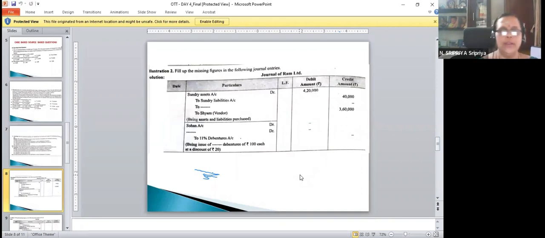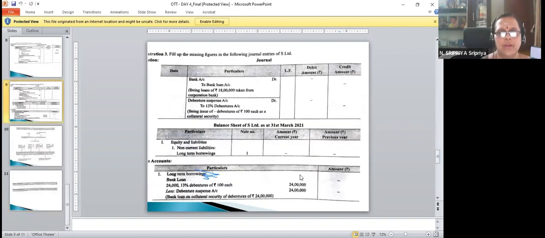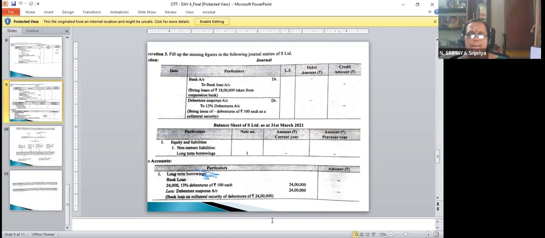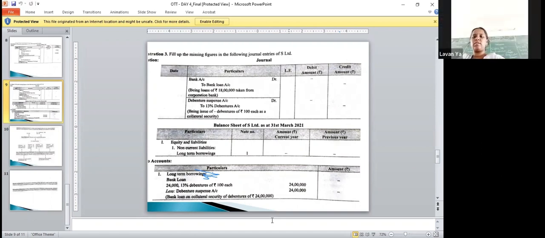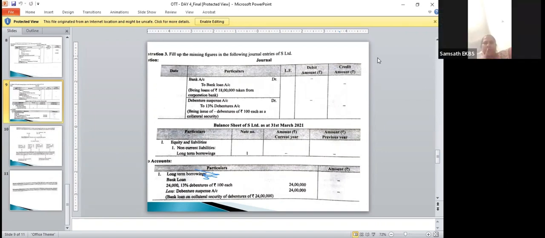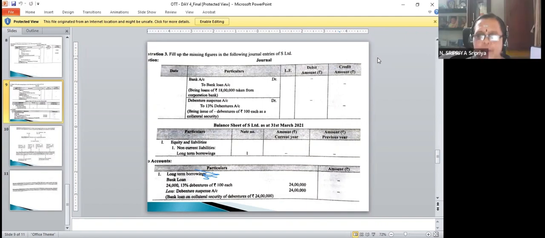Now I'm going to the next question. So what is the loan amount? Am I audible? 18 lakhs. Yes, ma'am. Loan amount is 18 lakh. It is given there. Debenture suspense to debentures.